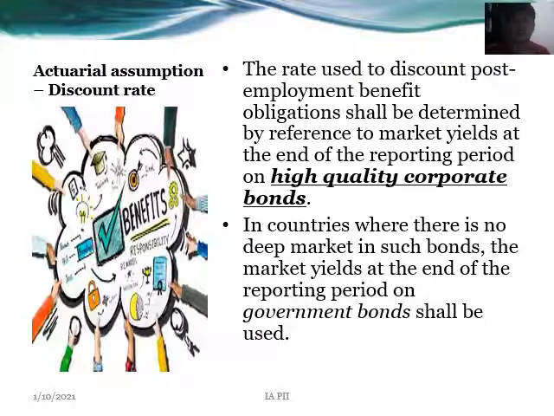market rate niya. However, sa mga country na walang ganung high quality corporate bonds, so ang gagamitin lang nila is the market yields at the end of the reporting period on government bonds. So yung government bonds na lang. Kung wala silang high quality corporate bonds na magamit as a reference ng discount rate na gagamitin sa computation ng actuary para i-project yung mga future value ng defined benefit obligation.